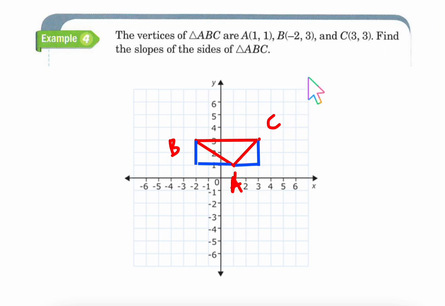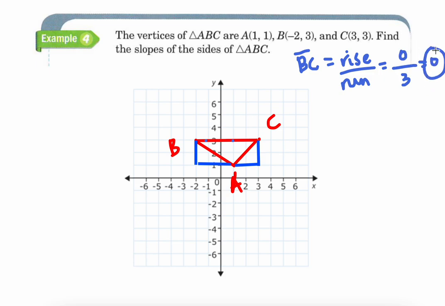So let's see. From B to C, that one's easy. Line BC, I have a straight line across, right? So my rise over run is going to be a special case. Can I rise here going from one point to another? No, I can't. I can only run, right? So my rise is zero and my run is whatever, some number, we'll put 3. 0 divided by 3 is zero, okay? So for line BC, the slope is zero because it's a horizontal line.